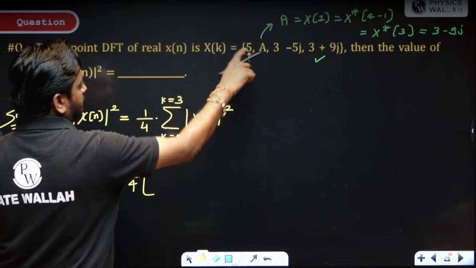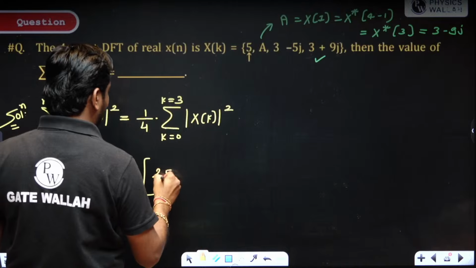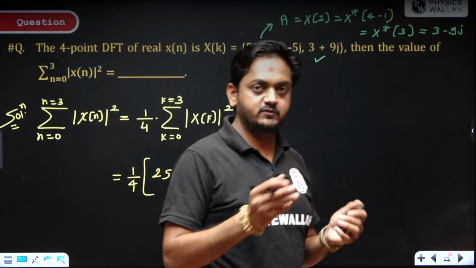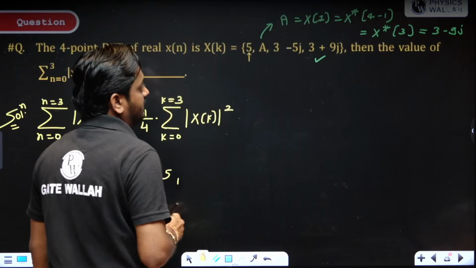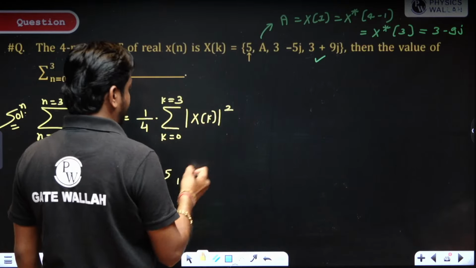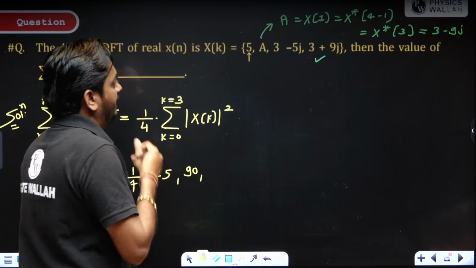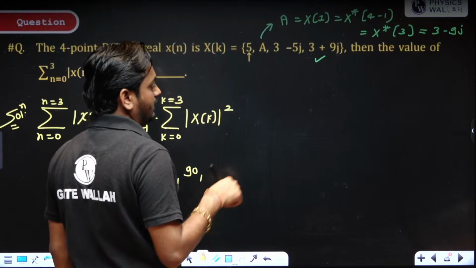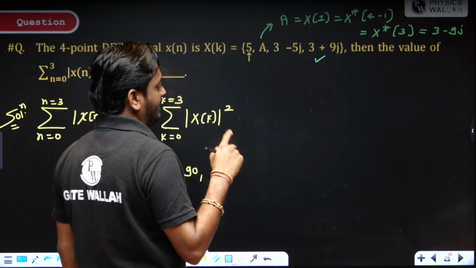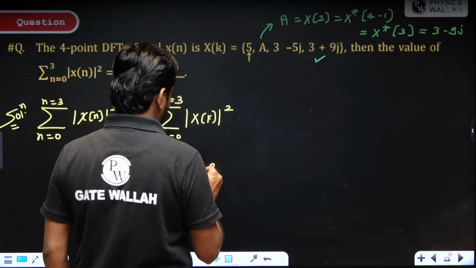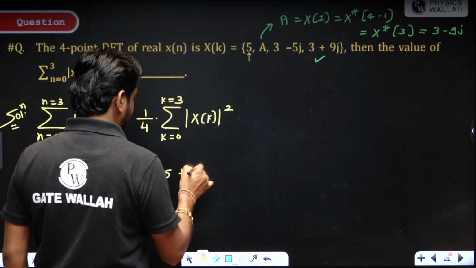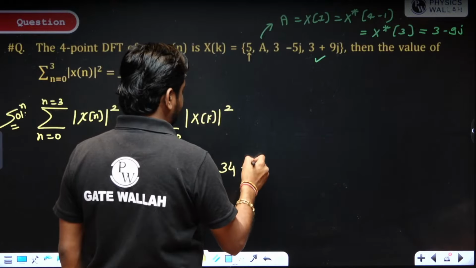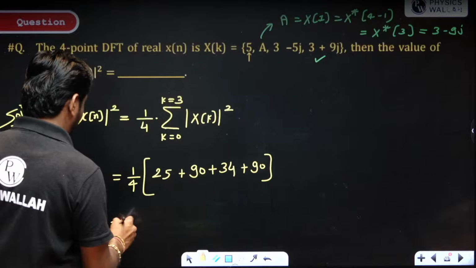So x of 0: magnitude is 5, square is 25. Now A is equal to this one, so magnitude under root of 3 square plus 9 square, then square. Square root and square cancel out. So 9 plus 81, 3 square plus 9 square, that is 90. Then here 3 minus j5, so 3 square plus 5 square, under root and square, cancel out. So 9 plus 25, it's 34. Plus 90, plus 34, and again 3 plus 9j, again 90.